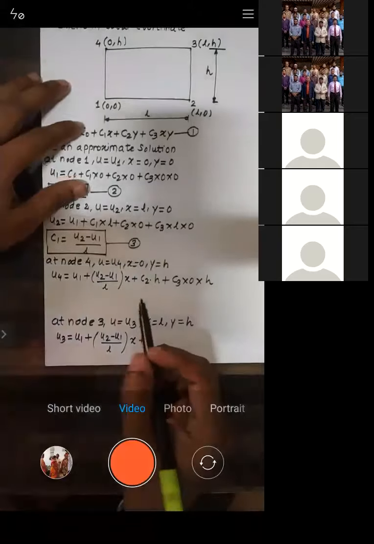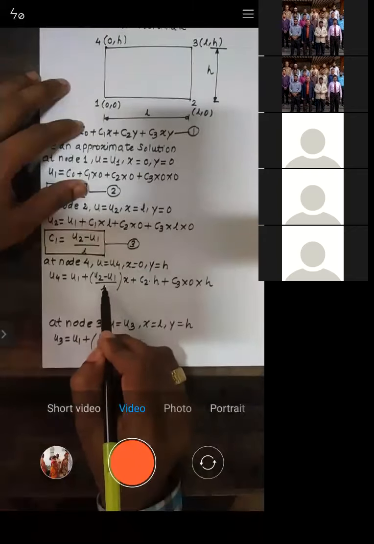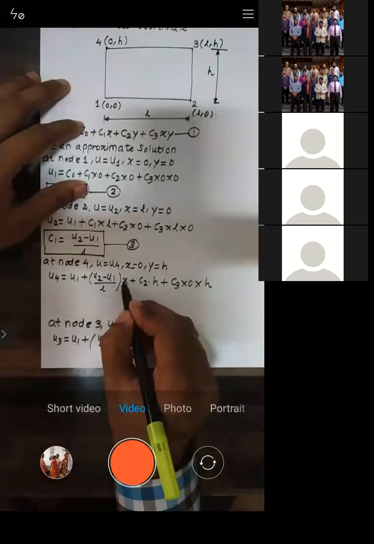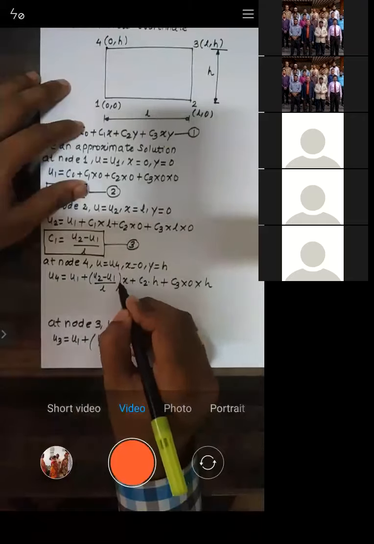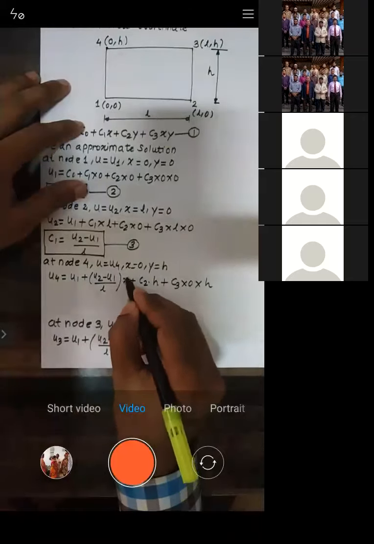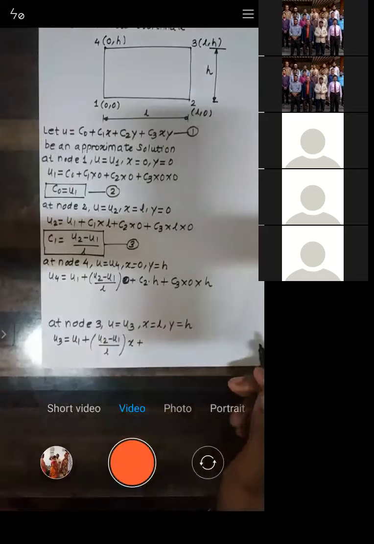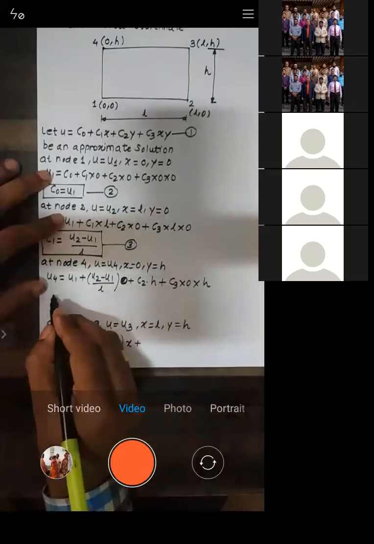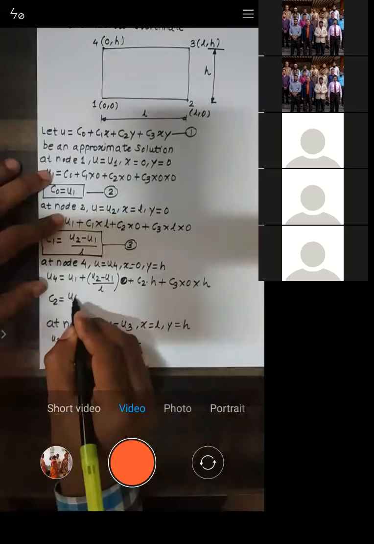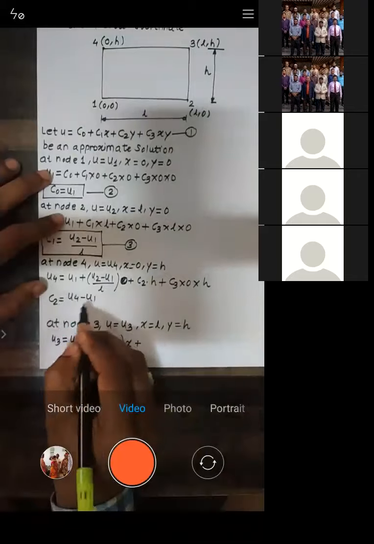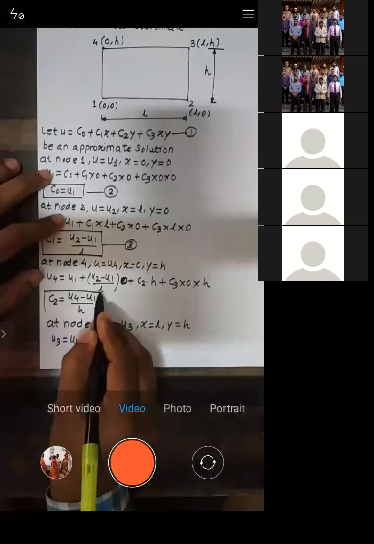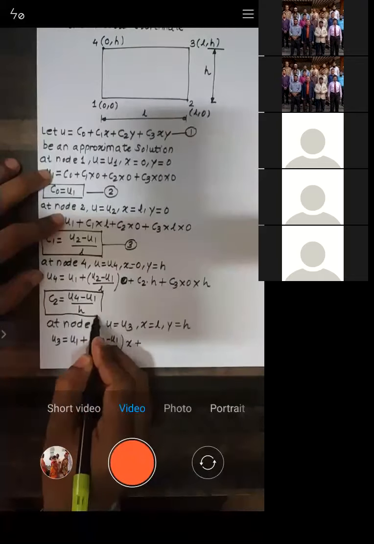U4, see here, all of you. This U2 minus U1 by L into X. X is also 0. So instead of doing one more step, here only I'll put it. So X is 0, and we'll get the value of C2 as U4 minus U1 by H. Is it okay?